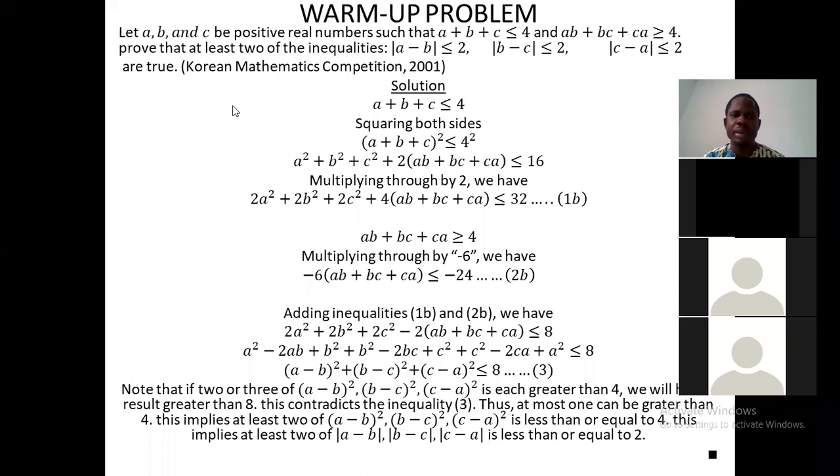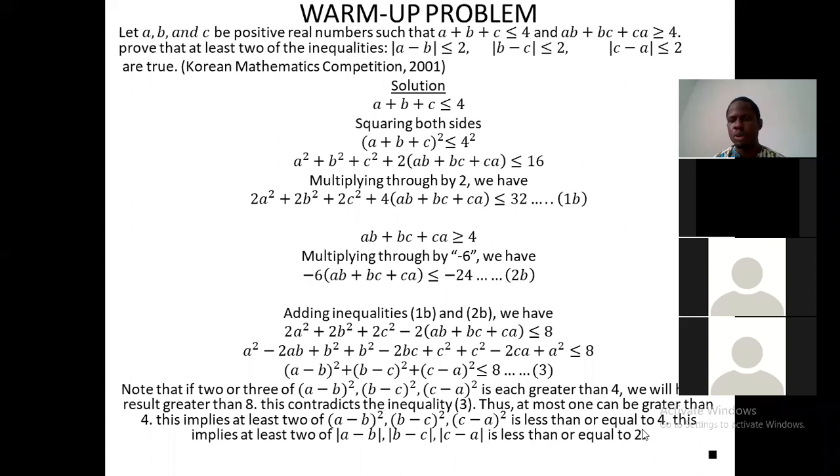Now this implies that, the opposite of greater than 4, if something is not greater than 4, it is less than or equal to 4. Every number is either greater than 4 or less than or equal to 4. So if we've seen that at most 1 can be greater than 4, what's the opposite of that? The opposite is that at least 2 of the other terms are less than or equal to 4. So this implies that at least 2 of the expressions that are being summed up are less than or equal to 4.